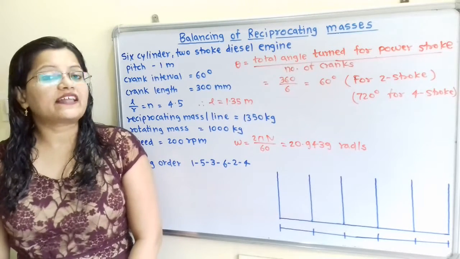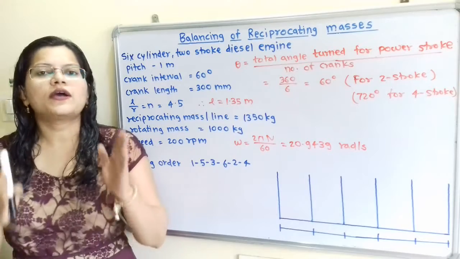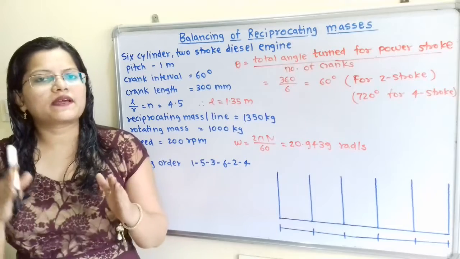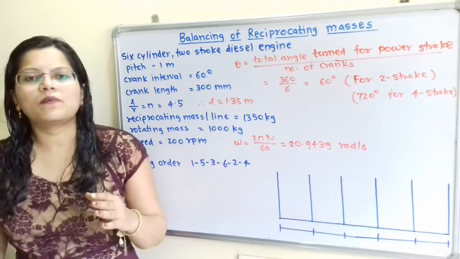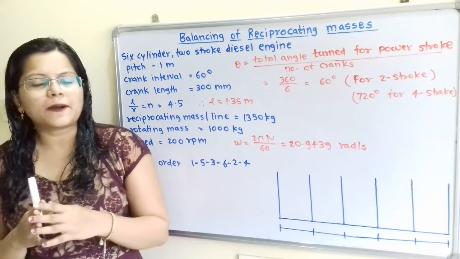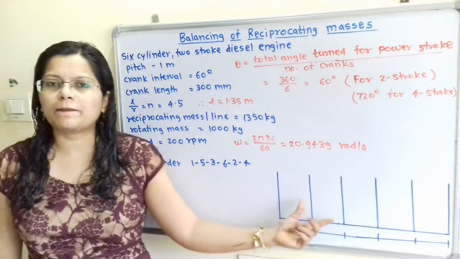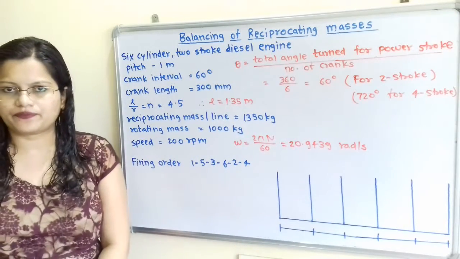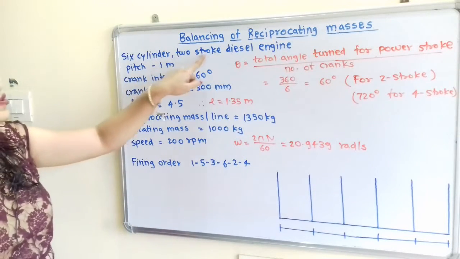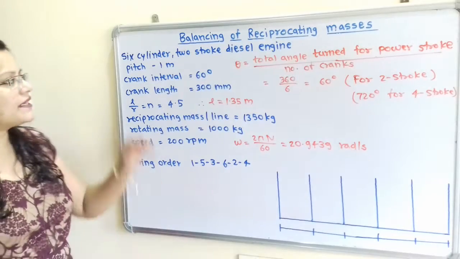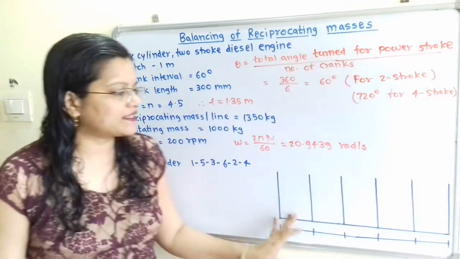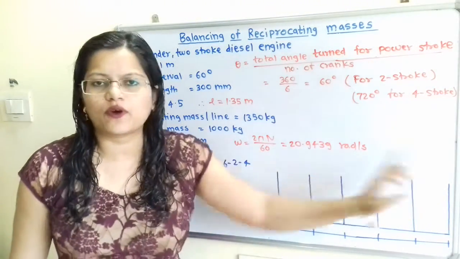In this video, we are going to understand how to draw primary force polygon and secondary force polygon, as well as primary couple polygon and secondary couple polygon as per the given firing order. Let us first complete the diagram for the position of the planes as per the given data. In this question, there are 6 cylinders and it is a two-stroke diesel engine. That means the total number of cylinders is 6. So for this position of planes diagram, we have to show this number of cylinders.